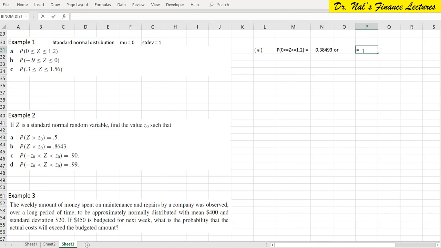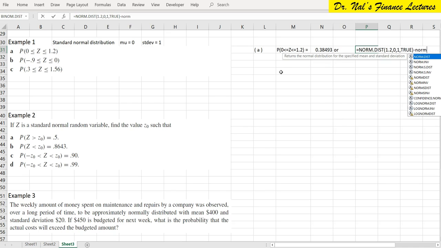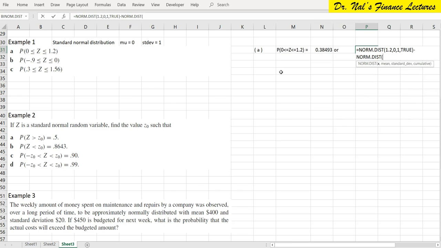Alternatively, we could have used directly the norm.dist function, even though it's a standard normal. So it's an overkill, but let's just do it. 1.2. The mean is 0. The standard deviation is 1. And cumulative is true. And from that, I want to subtract norm.dist again, so I want to subtract from those all that are random variable is 0 or less. 1.2 or less, subtract 0 or less, that will give you the range between 0 and 1.2.